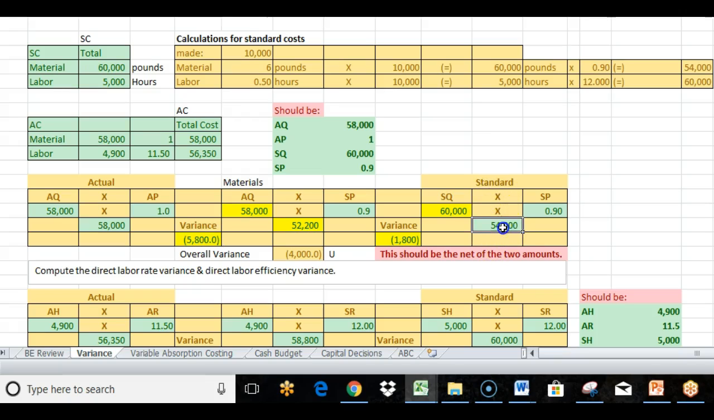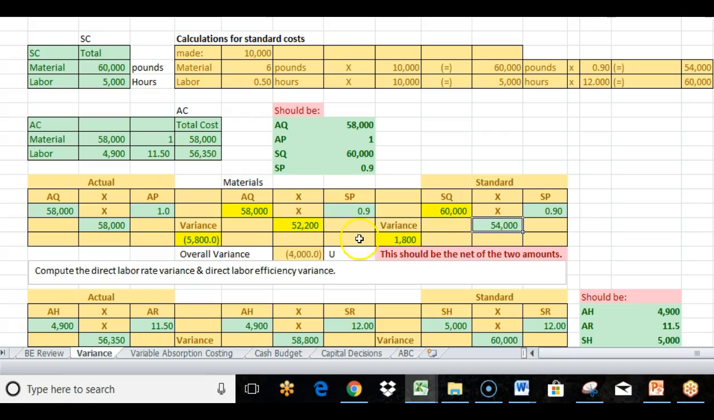Now, you'll notice the standard is more than what the materials were, from the actual to the standard. So this is now 54 minus this 52 to come up with a positive or favorable variance, because the standard is more than what the actual quantity and standard price would have been.